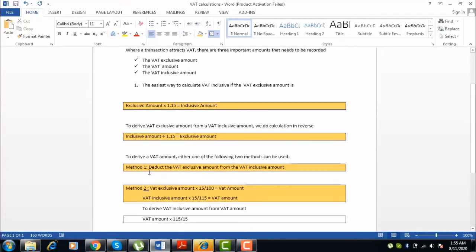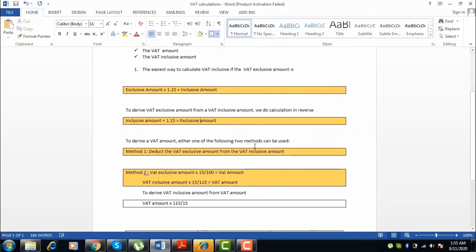If you want to derive the VAT amount, either one of the following two methods can be used. You deduct the VAT exclusive amount from the VAT inclusive amount, and the difference is the amount of VAT. Or secondly, you calculate 15 over 100 on the VAT exclusive amount, and you get your amount. Or you simply do the VAT inclusive amount times that, and you get your VAT amount.